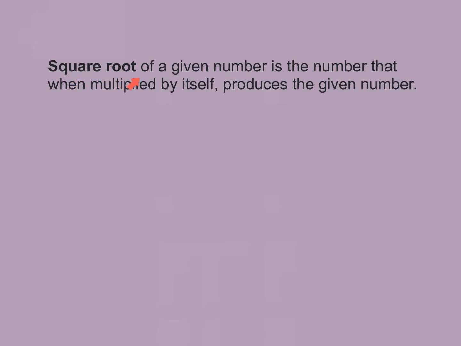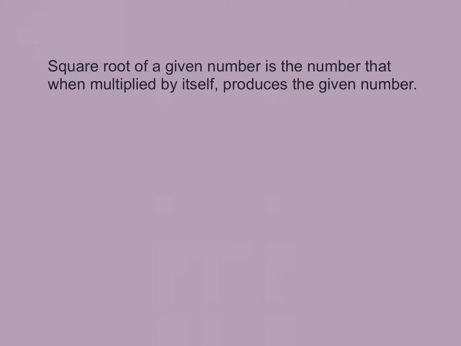Alright, what are square roots? The square root of a given number is the number that is multiplied by itself to give you the given number. Now that sounds very complicated, so let's break it down a little further. First of all, the sign for square root is this. Also, finding the square root of a number is the opposite of squaring a number.